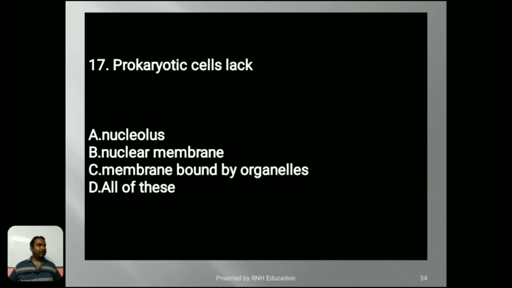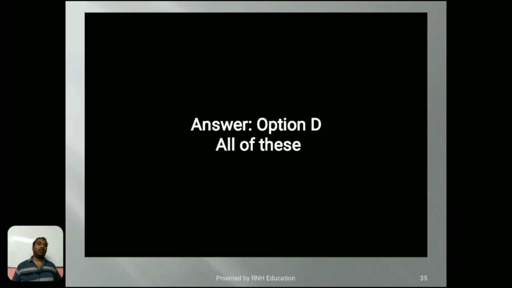And the next question, that is question number 17. Prokaryotic cells lack. Options are A, nucleus, B, nuclear membrane, C, membrane bound organelles, and D, all of these. Actually, prokaryotic cells lack a nucleus, nuclear membrane, and membrane bound organelles. It should be D, all of these. Now see the answer. The answer is option D, that is all of these.